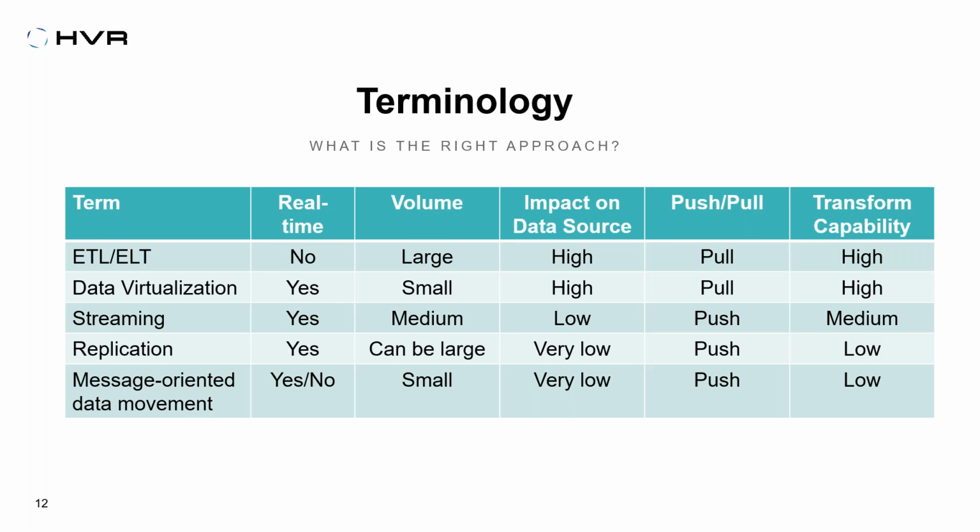So the term ETL, extract, transform, load, or ELT, extract, load, transform, those terms are commonly used in the industry. For those kinds of scenarios, generally the data integration is not in real time. Volumes can be very large, but for the duration of the extract, the impact on the data source can be very high. It's a pull model, but then we have very rich transformation capability, right? Contrast that to data virtualization, where the access to the data is in real time, but realistically, you'll be accessing relatively small volumes, right?